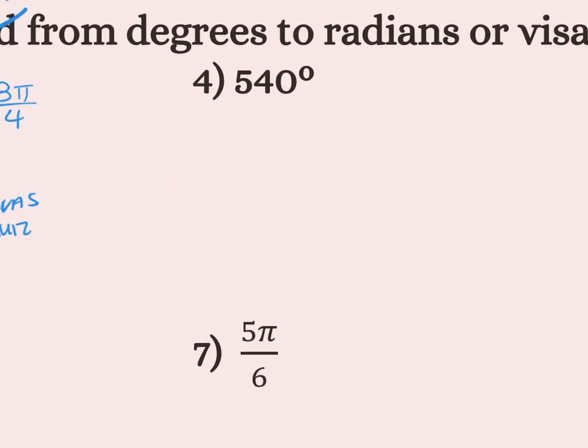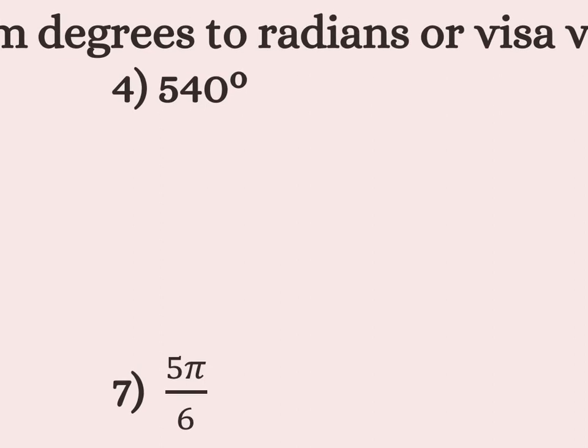Okay, 4, degrees or radians? Degrees, so I multiply times pi over 180. Cancel through the zeros. What goes into both 54 and 18? 18, 3, 1, and I get 3 pi. And again, on a Canvas quiz, you would type that in as 3 pi.